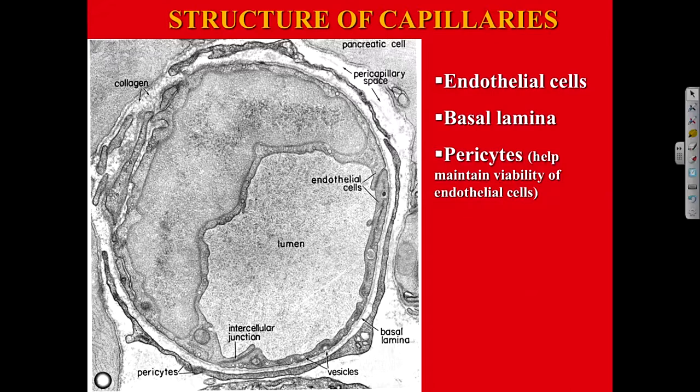So if we look at a cross-section through a continuous capillary, here's our lumen. This would be just wide enough for, say, a red blood cell to squeeze through, right? And then this capillary is lined by an endothelial cell. Here's the nucleus and a very thin rim of cytoplasm shown here at the perimeter. So that's our capillary lined by endothelial cells. And then outside the endothelial cells we'll have a basement membrane. And then sometimes you'll see a pericyte, and the pericyte is thought to be able to renew damaged endothelial cells. So that's the basic structure of a continuous capillary.